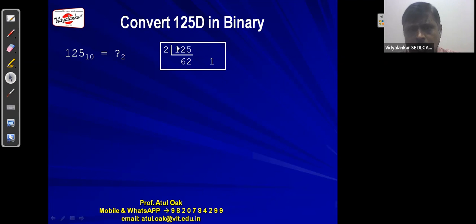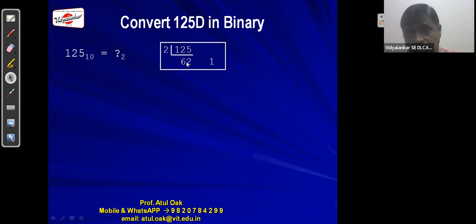You can see I'm dividing the decimal number by 2. I said your denominator is always 2, the target base where you are converting, binary, so base is 2. Now if you divide 125 by 2, you will get quotient as 62. 2 6s are 12, 2 2s are 4, 5 minus 4, remainder is 1. This is my remainder. I'm keeping a record of the remainder, and this is my quotient. Now this quotient will be my new dividend.